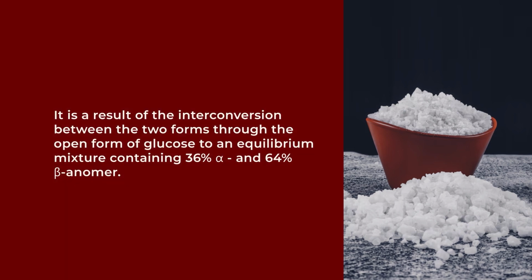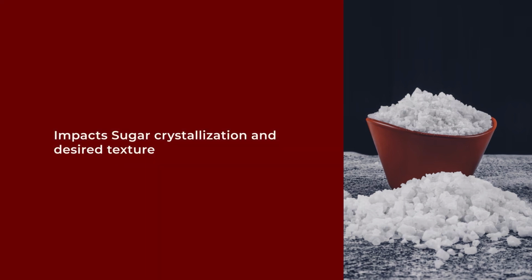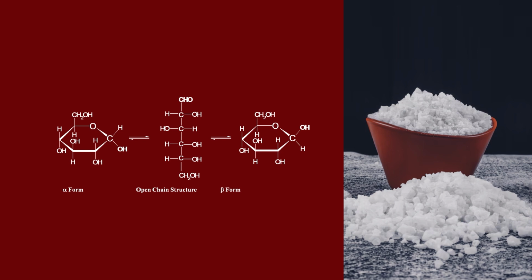between the two forms brings the system to an equilibrium containing 36% alpha and 64% beta anomer, and this has a role in sugar crystallization and the desired texture. So, this is very important.